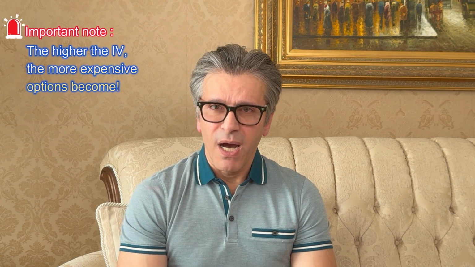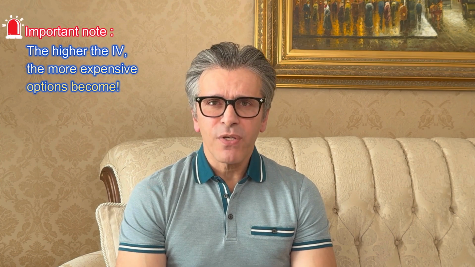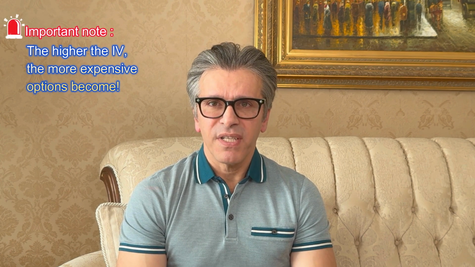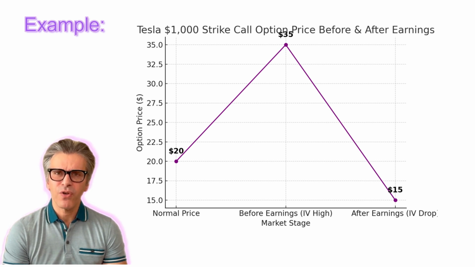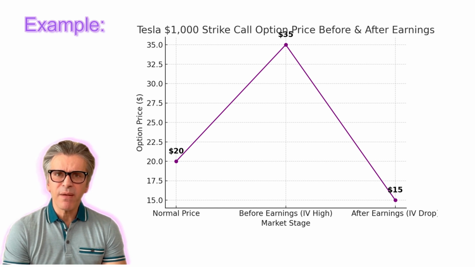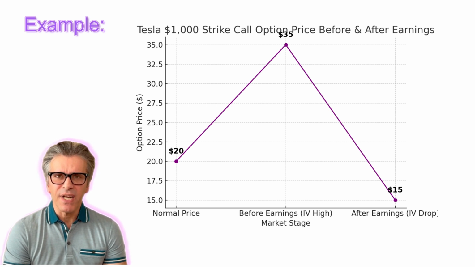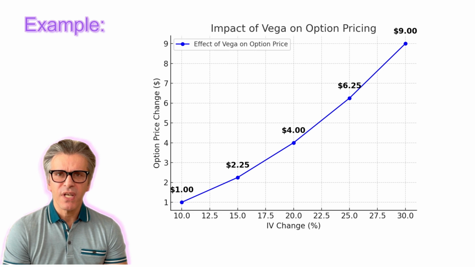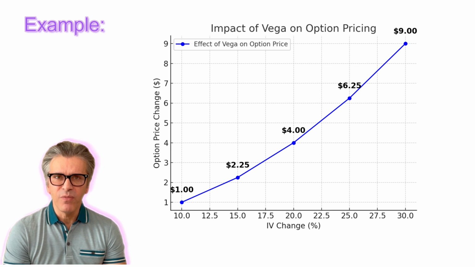The higher the IV, the more expensive options become. That being said, when implied volatility increases, options premiums rise, and when implied volatility decreases, options premiums fall. Now let's go through an example. Let's say the Tesla 1000 strike call option usually costs $20 before earnings. IV spikes, making the same option cost $35 due to the higher uncertainty. But after the earnings, IV drops, and the option might crash back to $15, even if the Tesla stock price didn't move much.